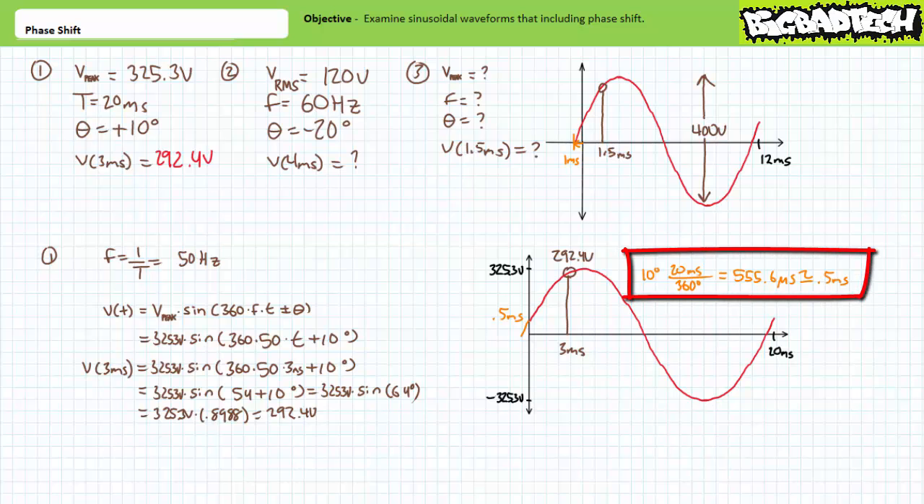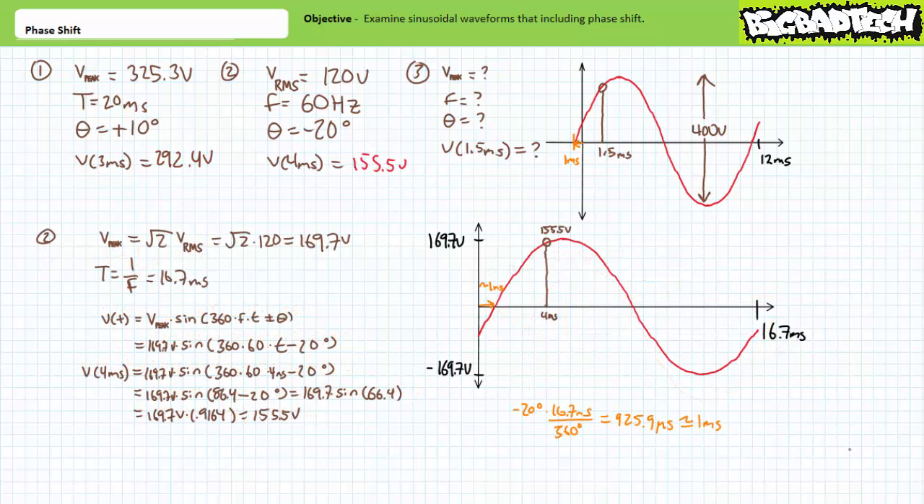Note that the time value corresponding to a positive 10 degree phase shift is arrived at by a unit conversion, as this illustrated operation shows. The second waveform has an RMS, or effective value, of 120 volts, a frequency of 60 Hz, and a negative 20 degree phase shift. An effective value of 120 volts corresponds to a peak value of approximately 169.7 volts.